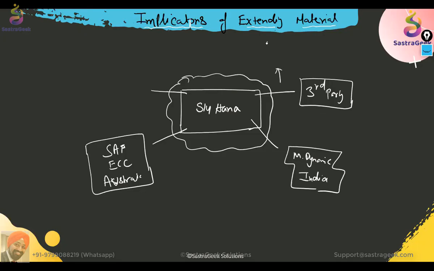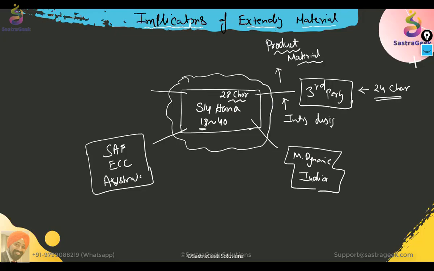If product or material is strongly linked between these interfaces, and you increase from 18 characters to 40 characters. So earlier you were maintaining a material which is 16 characters. Suddenly you increase and you start materials with 28 characters, and this third-party system only supports 24 characters. What will happen? Your integration design will fail.